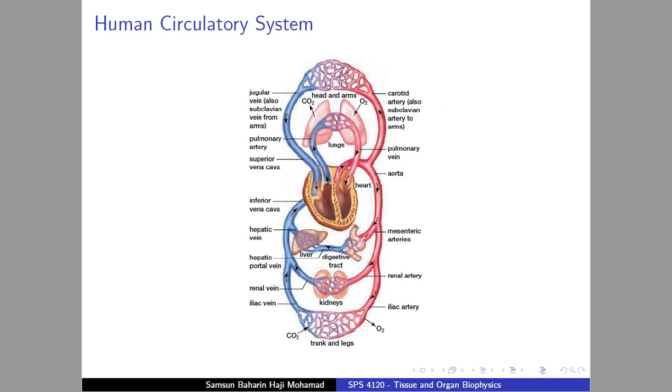Okay, so this is our human circulatory system. We have the head, the lung, the heart, the kidney, the liver, digestive, trunk and leg. The red one is the blood with high oxygen, and the blue one is the blood high in carbon dioxide. The heart is pumping the oxygen to our body, and this one is taking all the carbon dioxide from our body to our lung, so that we can breathe out the carbon dioxide.